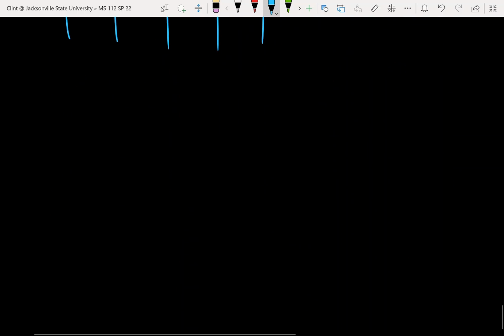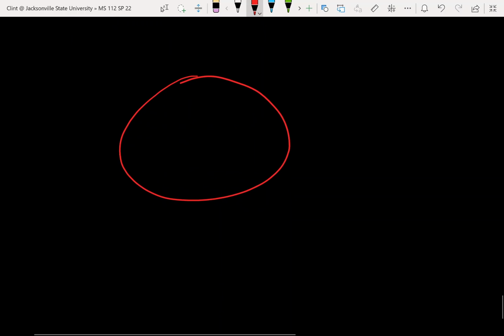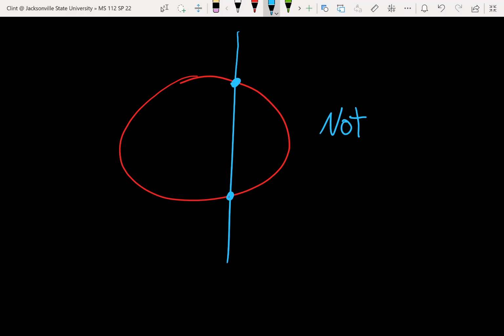And what about that one? No, that one's not going to be a function because we've got a lot of places where we could draw in a vertical line and it would touch the graph more than once. And so this is not a function.